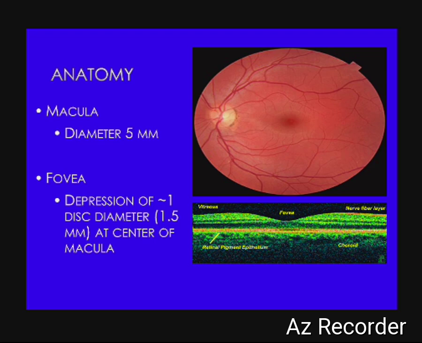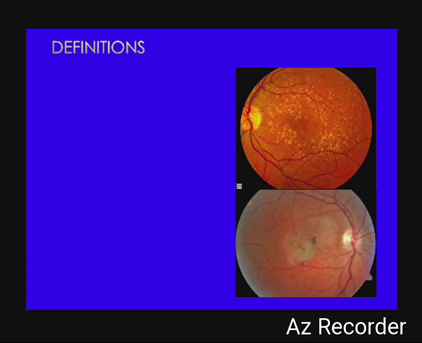Now, first, some anatomy. The central portion of the retina, which is a structure in the very back of the eye responsible for our vision, is the macula. This area of the retina measures approximately 5 millimeters in diameter. The very center of this is the fovea, and this is the area responsible for our fine vision.